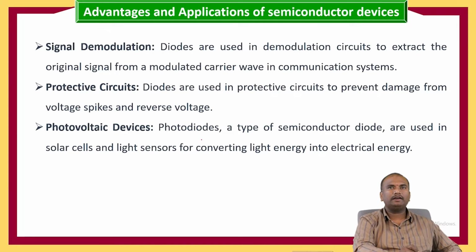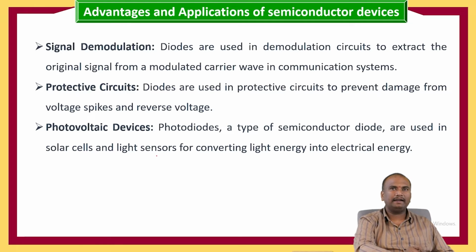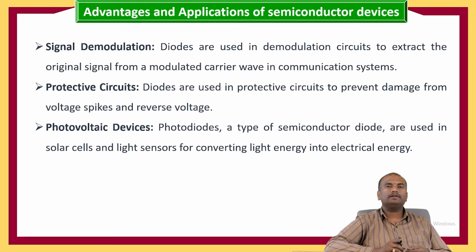And photovoltaic devices. Photodiodes, a type of semiconductor diode, are used in solar cells and light sensors for converting light energy into electrical energy. Photodiodes are nothing but a type of semiconductor diode which converts light energy, or photon energy, into electrical energy.